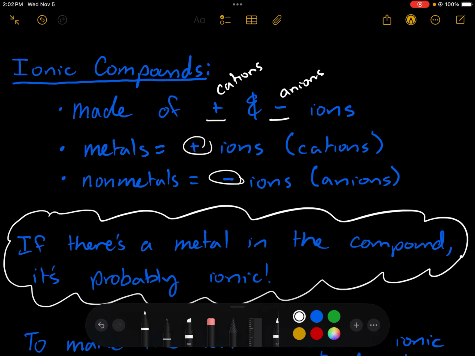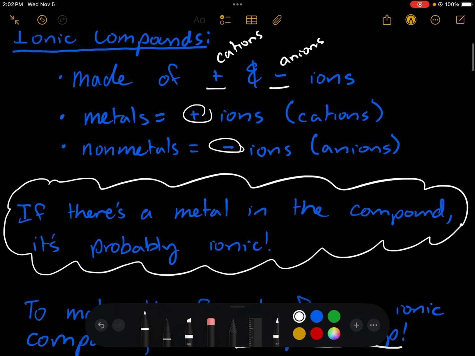If you're looking at any chemical compound, name, formula, whatever, and you notice that there's a metal in it, that means you're probably looking at an ionic compound. Obviously, there are exceptions to this rule. There are ionic compounds that do not contain metals, and I'll show you an example of that in a little bit, but 99% of the time, if there's a metal in the compound, it's an ionic compound.